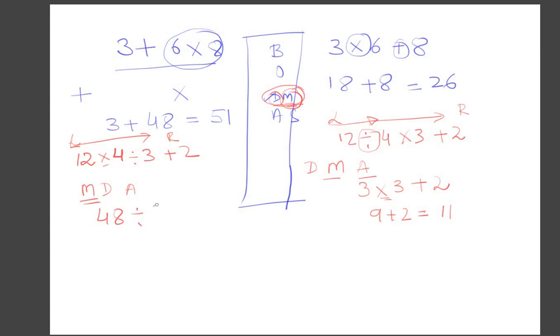48 divided by 3 plus 2. Now I've got D and A. Now I know D takes precedence here, A comes last. So I will solve this first. Now what is 48 divided by 3? That's 16. And I'm just left with plus 2 and the answer is 18.